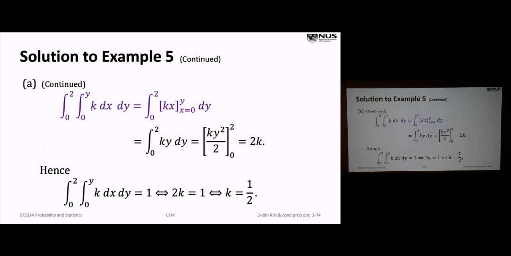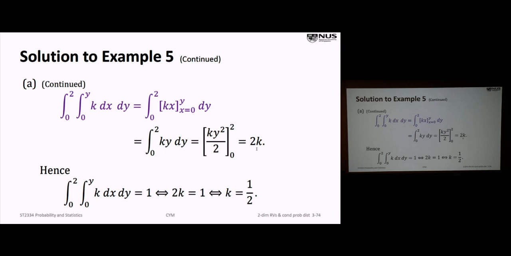Okay, so now what do I have to do? To integrate the function, I haven't got any problems. So integrate with respect to x, I get k times x, and x goes between 0 and y. So x is 0, doesn't matter, so I get k times y. And now k times y goes between 0 and 2, so k times y squared over 2 between 0 and 2. That's 2 times k. This thing has to be equal to 1, so k must equal a half. Otherwise you cannot get that.